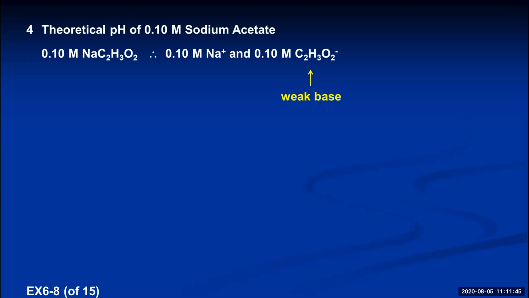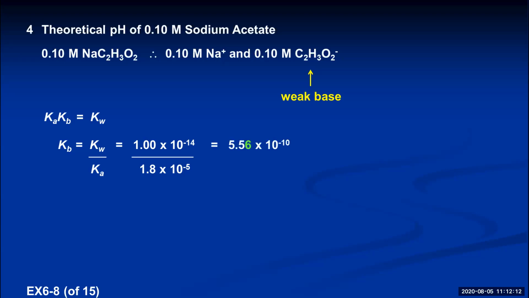So we're going to need the Kb for the acetate ion, and unfortunately that's not listed on handout 3 of the class website, but the Ka of its conjugate acid, acetic acid, is listed, and we know the Ka of an acid multiplied by the Kb of the conjugate base equals the Kw. So we can actually solve for the Kb of acetate if we know the Ka of acetic acid. That'll be 1.00 times 10 to the minus 14th divided by 1.8 times 10 to the minus 5th. And so the Kb for the acetate ion is going to be 5.5 with a guard digit of 6 times 10 to the minus 10th.